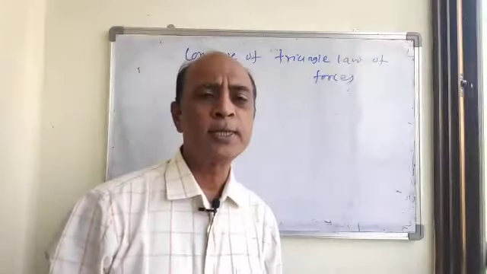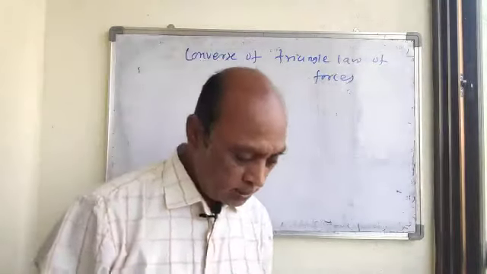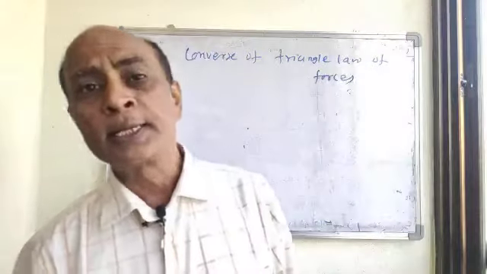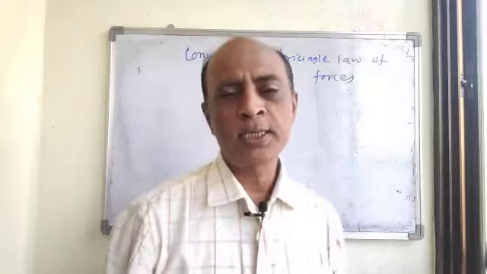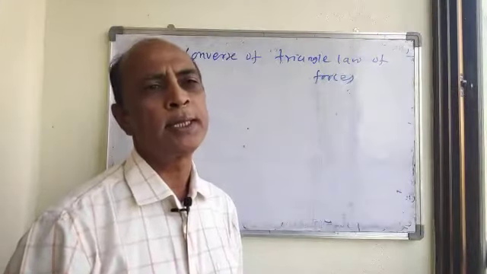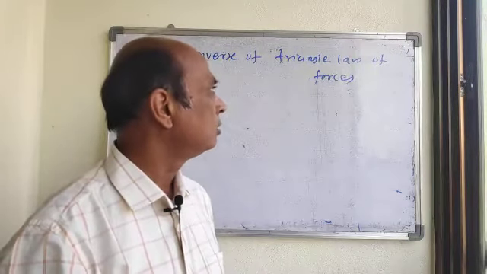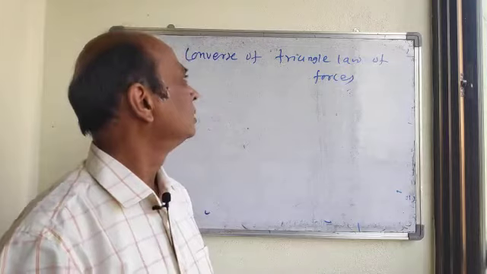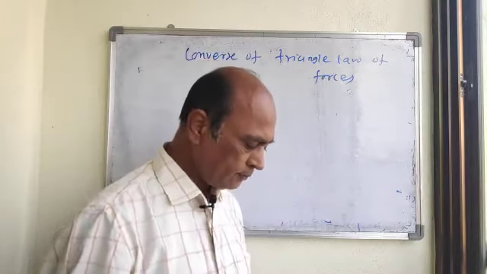Triangle law of forces means if the three forces P bar, Q bar, R bar are represented in magnitude and direction by the sides of a triangle in order, then these forces P bar, Q bar, R bar are in equilibrium. So that is the triangle law of forces. Now we have to state here the converse of this triangle law of forces. So how can we state this?